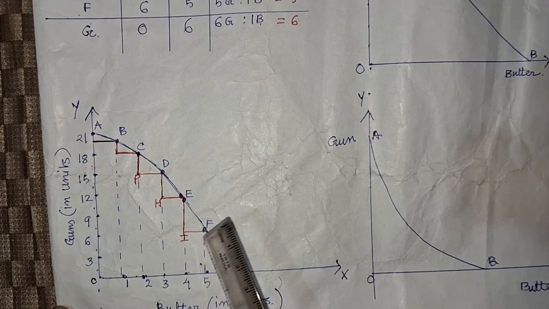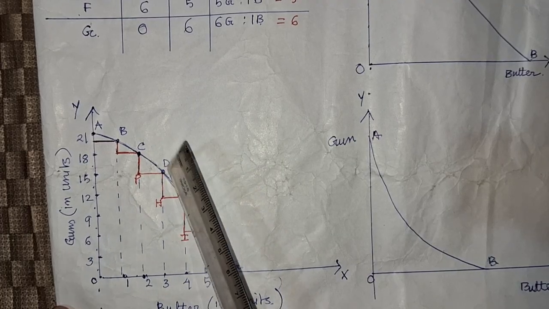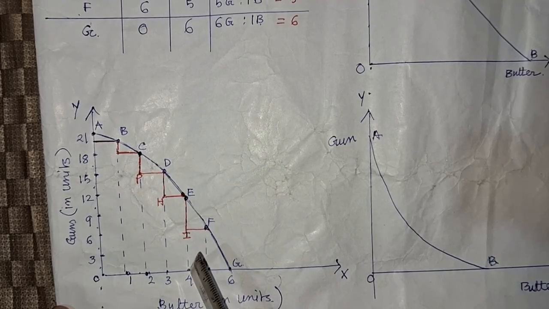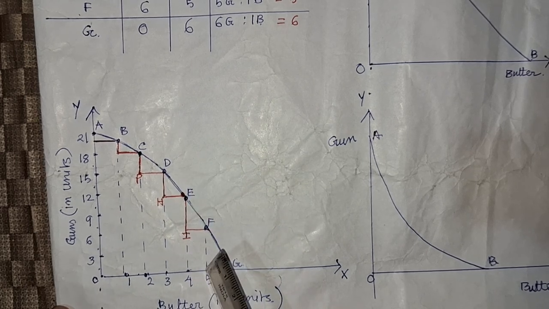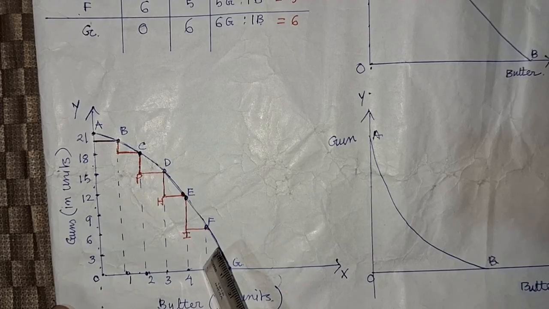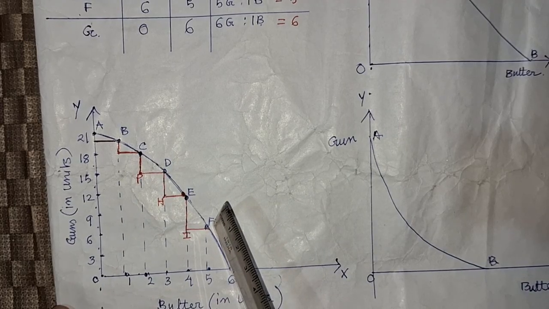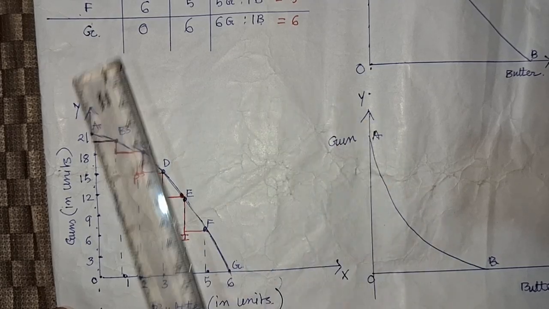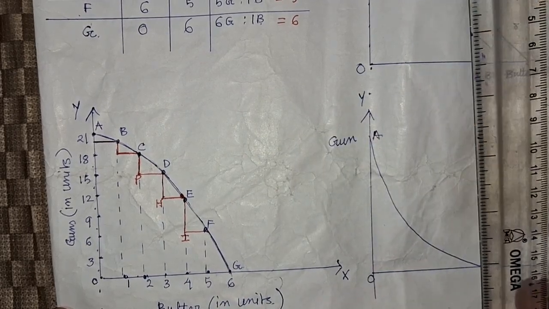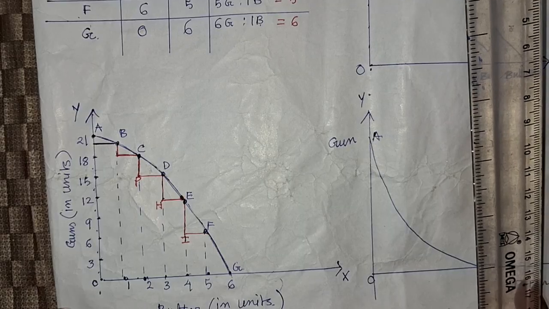And point D, butter 3 and gun 15. Point E, butter 4 and gun 11. Point F, butter 5 and gun 6. And at last at point G, butter 6 and gun 0. So this is the PPF already drawn. Now we have to check the MRT.